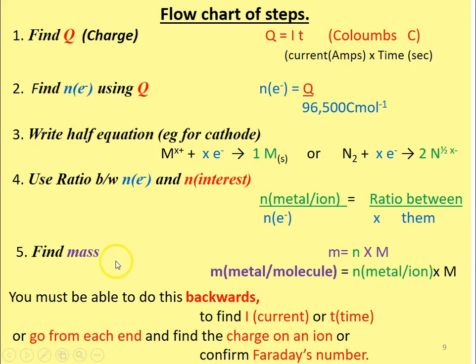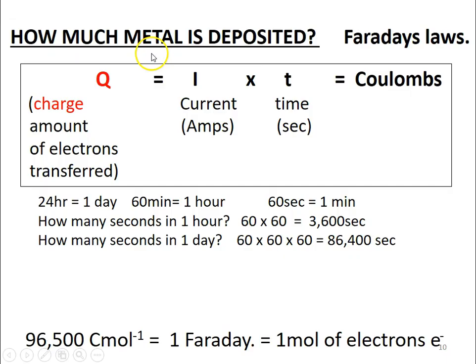So if you're given the mass, you need to be able to use these backwards to work out maybe the current that was used to form that mass, or the time that it took to form that mass. So you need to know these equations backwards and forwards, so you need to know them off by heart. So this is a good slide to come back to remember them. So we're going to go through these individually. So Q is the charge.